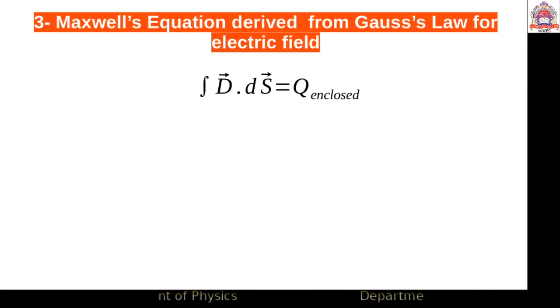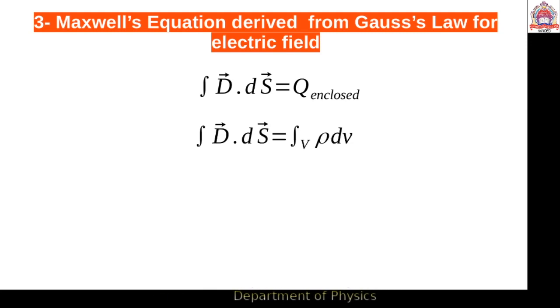If we replace the right hand side by the volume integral of the volume charge density rho v through the volume enclosed by the surface S, considered for integration at the left hand side, we get a more general form of equation given by the surface integral of D dot ds is equal to the volume integral of rho v dv. So this equation is Maxwell's equation for electric field derived from Gauss law, expressed in integral form and applied to a finite volume.